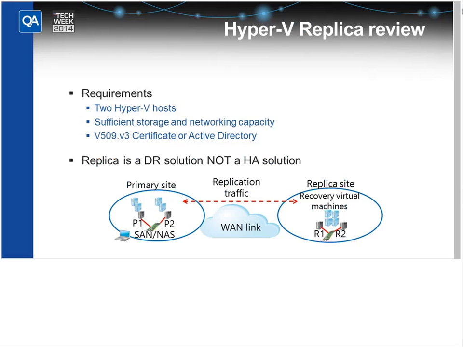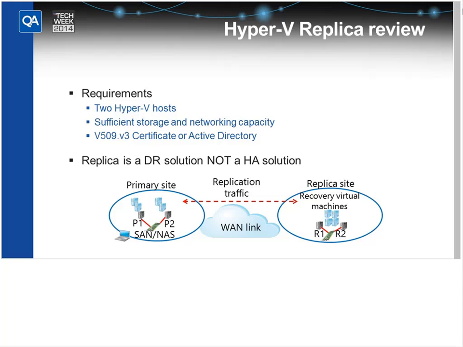So we need two hosts. We obviously need sufficient storage and network capacity to allow the replication to occur, and we need some form of authentication mechanism, whether that be certificate-based or Active Directory.